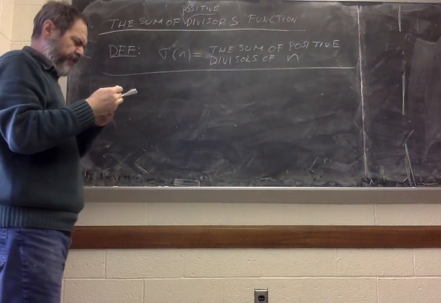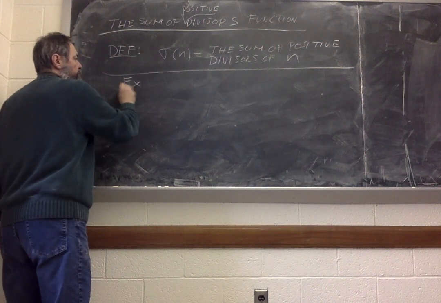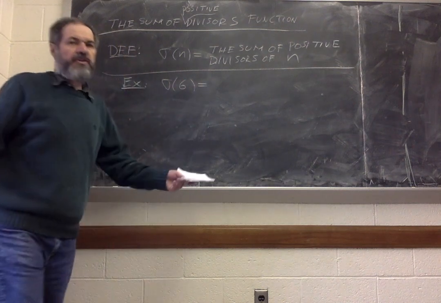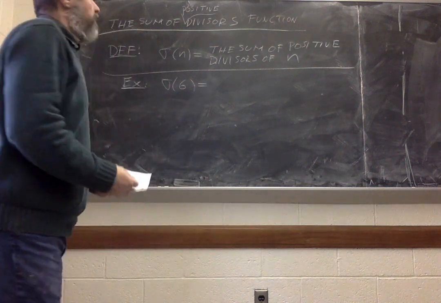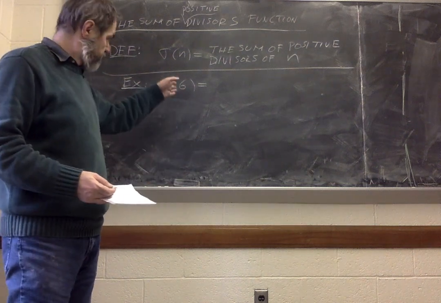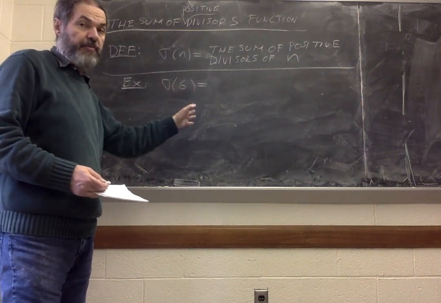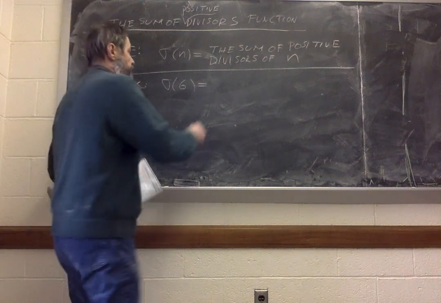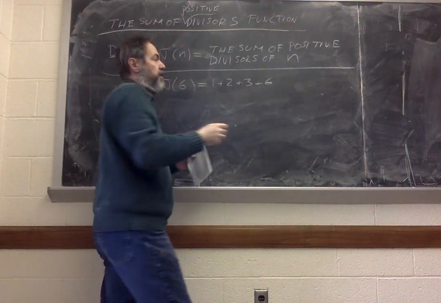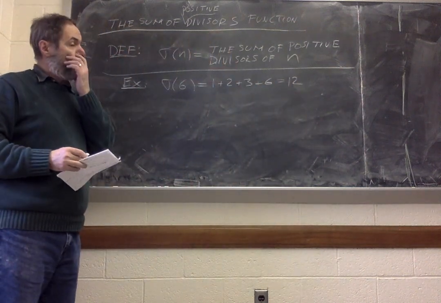As before, first of all, let's see an example. Sigma of 6. This time, it's not enough to know the number of divisors. I need to know each one. I need to know what the divisors are, add them up, and see what I get. So it's 1 plus 2 plus 3 plus 6, and it's 12. So sigma of 6 is 12.